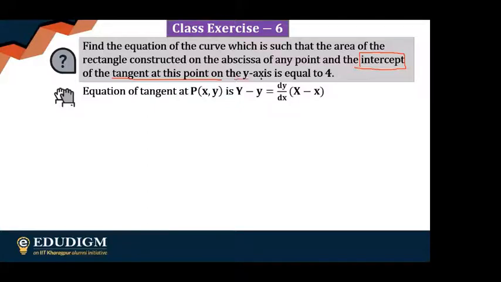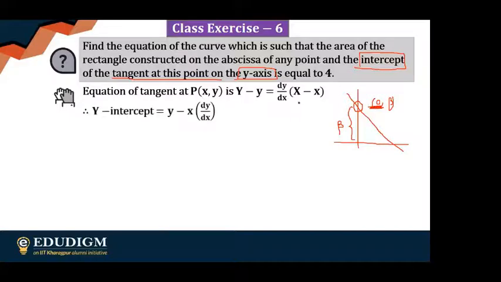Intercept on the y-axis. What is intercept on the y-axis? Whenever you consider anything for intercept on the y-axis, this is what you need to find out. So if this is 0, beta, then beta is nothing but this intercept on the y-axis. For that, what we do is we put the x coordinate as 0. Okay, so just put this as 0. So this is gone. So what is capital Y? That is the y-intercept is y minus x dy dx.